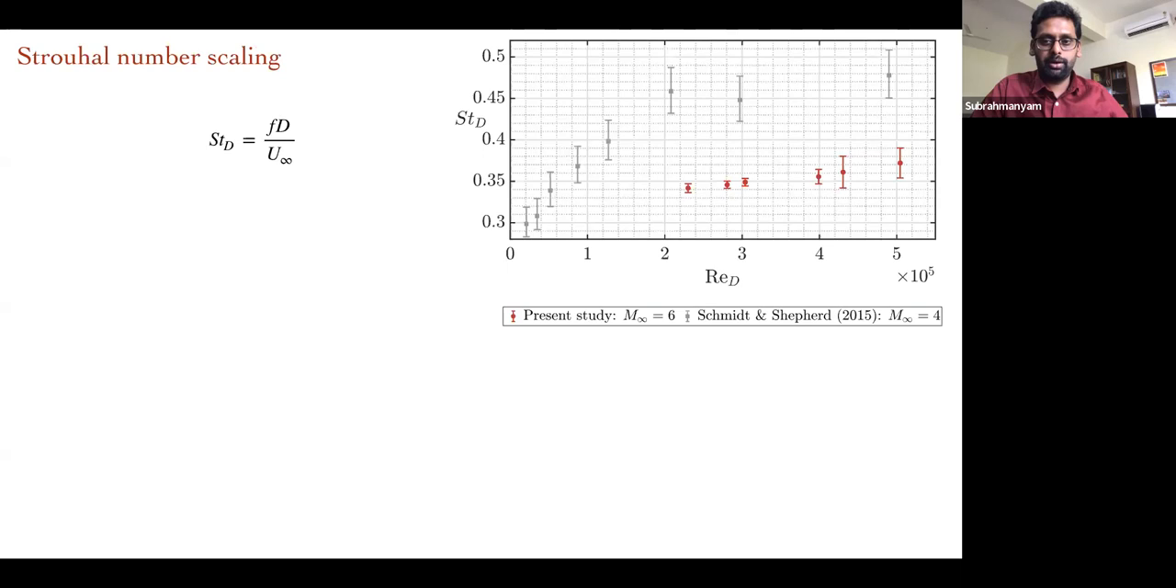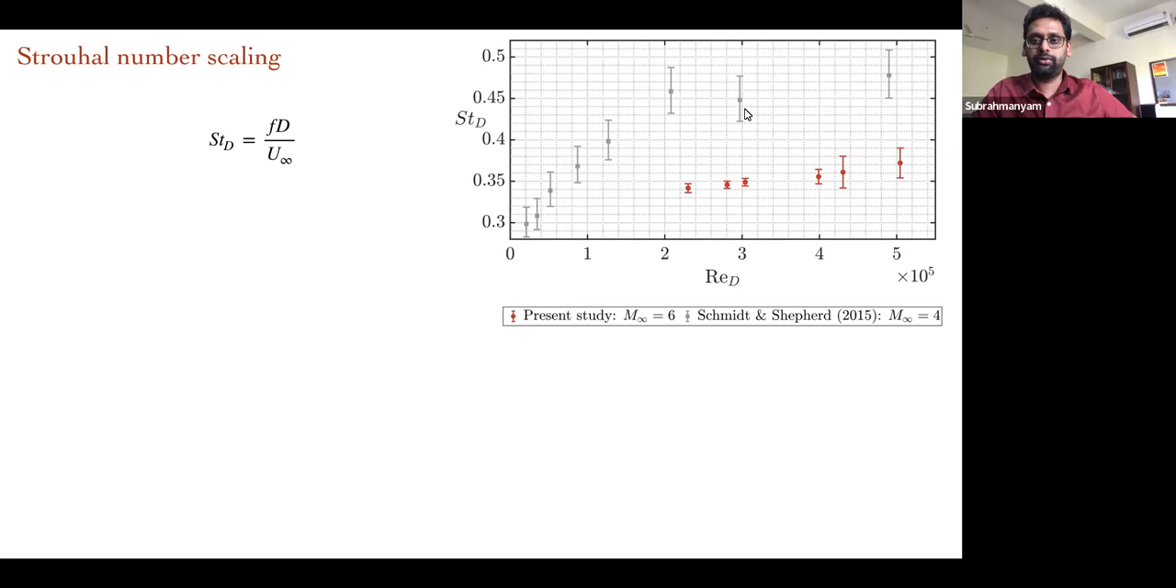All right, so now let's look at what the Strouhal number tells us. Here's a plot of the Strouhal number from both experiments. The red markers are the present study at Mach 6, and the gray markers are from Schmidt and Shepherd at Mach 4. This is the Strouhal number with respect to the cylinder diameter versus the Reynolds number with respect to the cylinder diameter, Re_D. You can readily see that there's a very clear Mach number influence in the Strouhal number behavior. In the region where there's an overlap of the Reynolds number between the two experiments, the Strouhal number does not match, because these are experiments at different Mach numbers. Ours is at Mach 6, Schmidt and Shepherd at Mach 4. So that Mach number effect clearly manifests in the Strouhal number data.